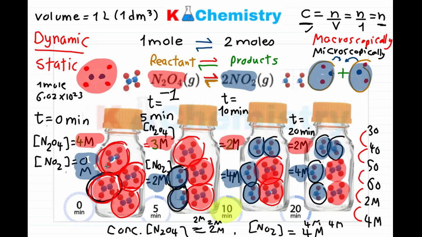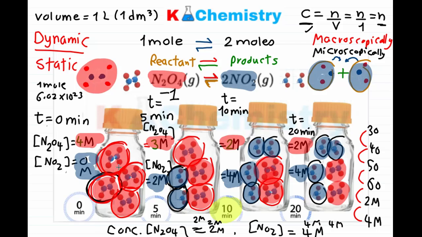So instead of drawing only 1 molecule, I should draw 6.02 multiplied by 10 to the power of 23. And instead of drawing 4 circles here, I should draw 4 multiplied by 6.02 multiplied by 10 to the power of 23. If you are having any confusion about the number of moles or Avogadro's number, you can go back to the videos about stoichiometry and the definition of the mole.